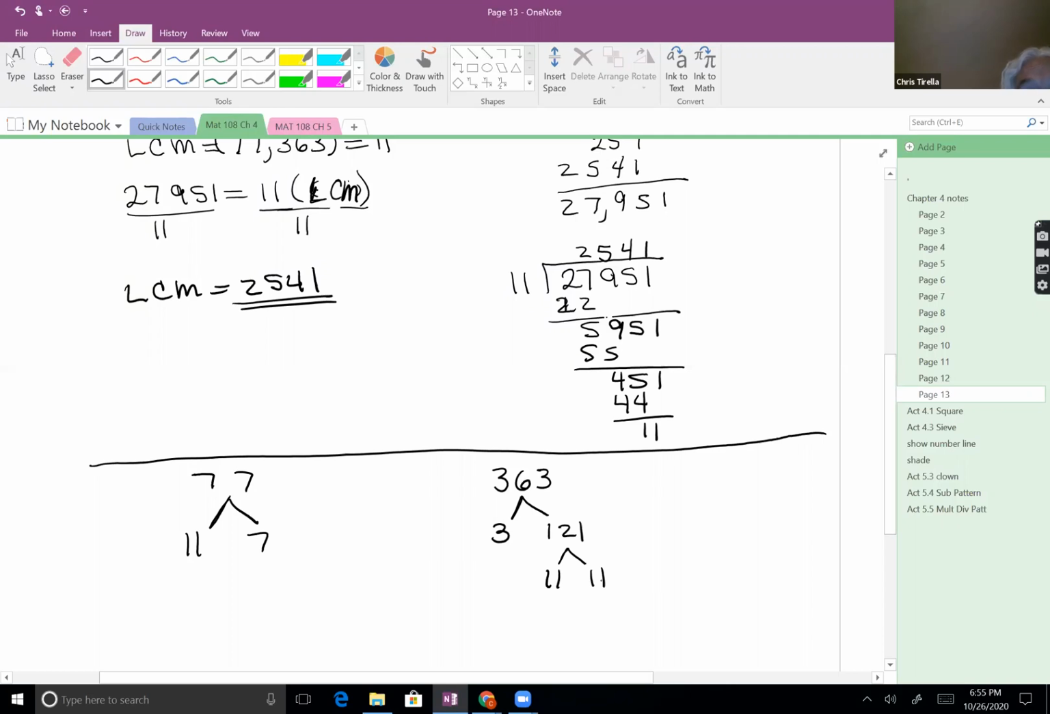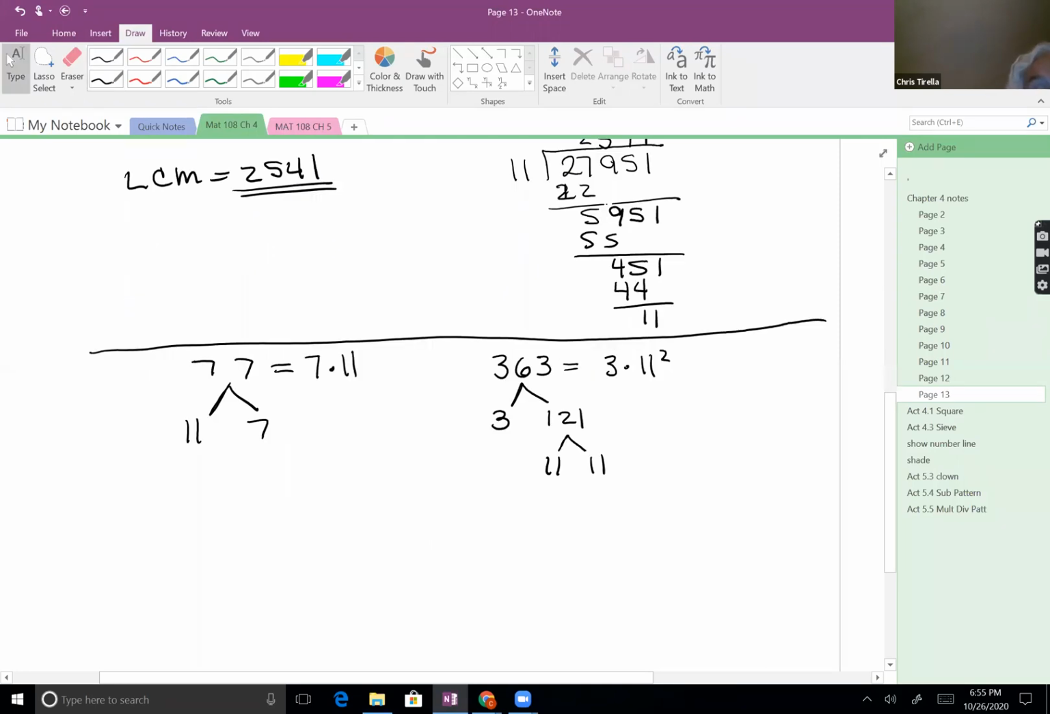11 times 11. So prime factorization, 77 is 7 times 11. 363 is 3 times 11 to the second. So I guess using this method for the least common multiple, I think the only thing they share is 11 and the common exponent is 1. No, you guys, why did I do that again? I think this is called being sleep deprived.